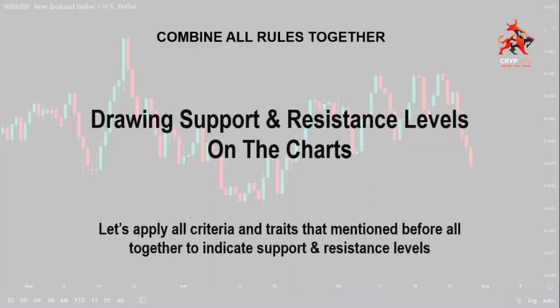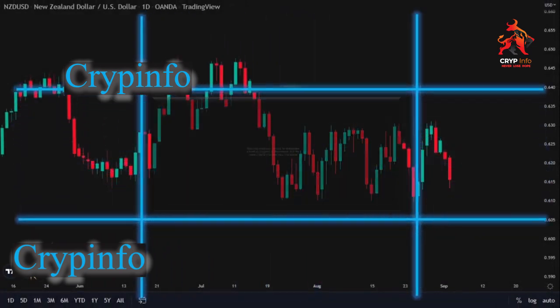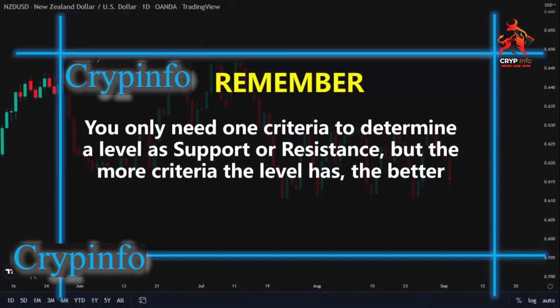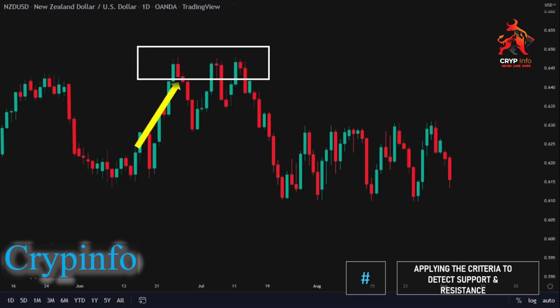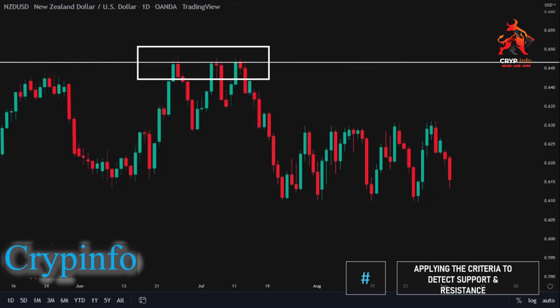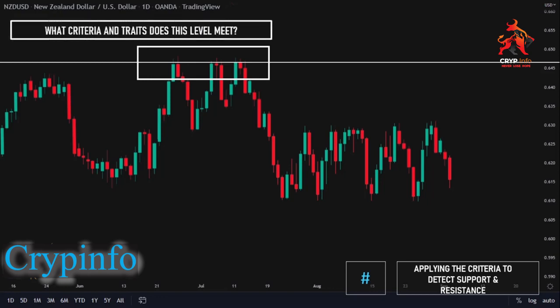Now that you know what criteria and traits to look for, let's combine all the traits together and apply all the criteria and traits that we mentioned before to indicate support and resistance levels on various charts. Again, as a reminder, you only need one criteria to spot a level of support or resistance, but the more criteria the level has, the better. So starting from the very top, we have this level where price rose up, hit and reversed, so we draw it in.